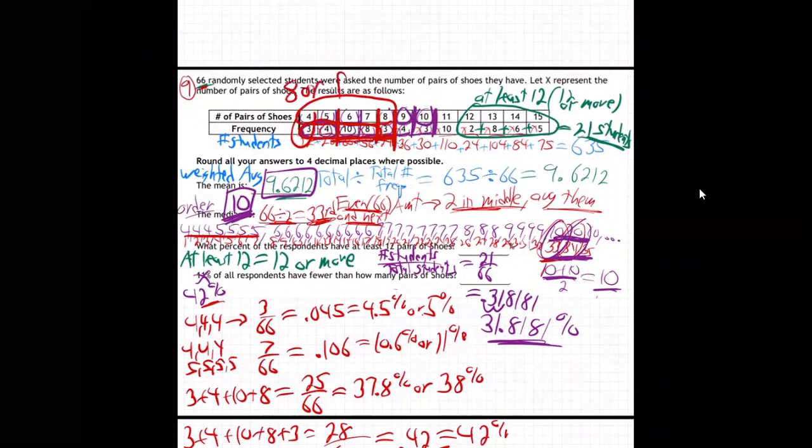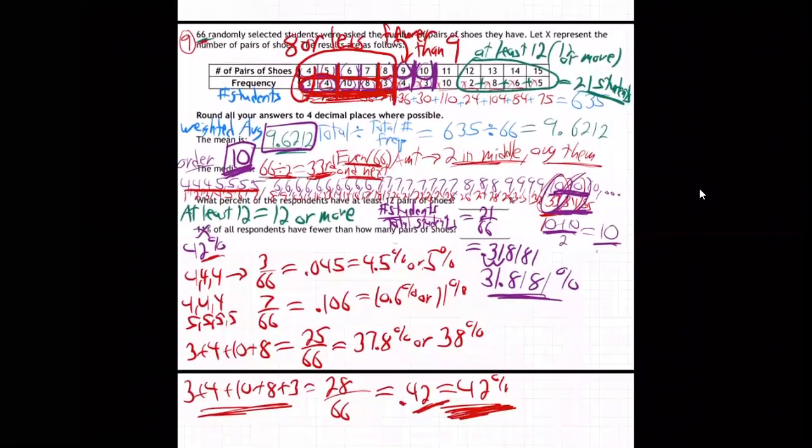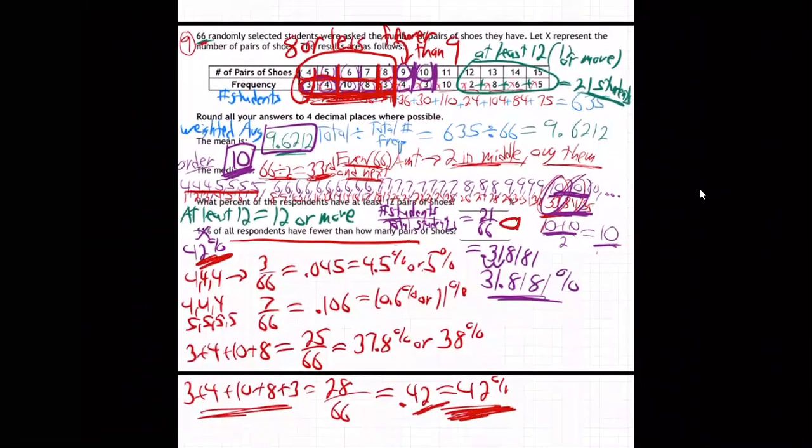8 or less pair of shoes, don't they? 8 or less. In other words, that's the same thing as saying fewer than 9. They have fewer than 9 pair of shoes. They have 8 or less pair of shoes. They have fewer than 9. And that comes out to be 42% of them all, right? When I added up these numbers, divided by 66, I got 42%. So 42% of all the respondents have fewer than what? 9. Fewer than 9 pair of shoes. So there we go.